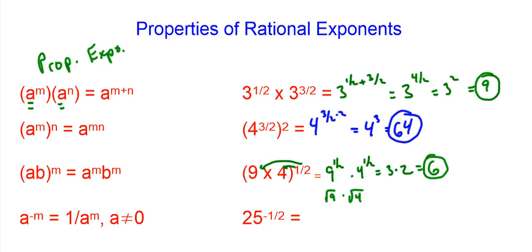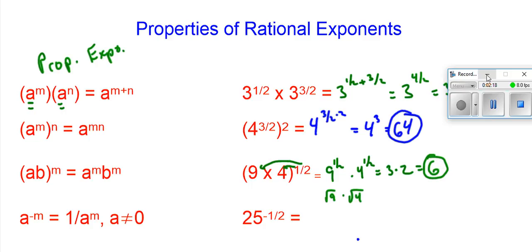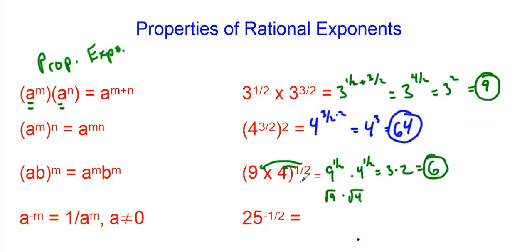Going through. And now we have 25 to the negative 1 half power. Well, whenever you have a negative exponent, we know it's going to be a reciprocal. So we're going to have 1 over 25 to the 1 half, which we know is the square root of 25. So we're going to have 1 over 5. See how easy that is?